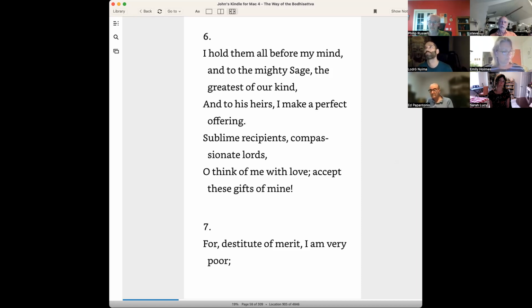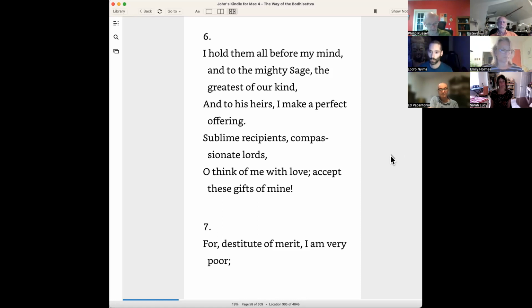So could someone read verse 7? We could call on people as we were doing before, if you'd like. Just verse 7. Several people have hands up, so yes. How about Philip? Okay, go ahead.